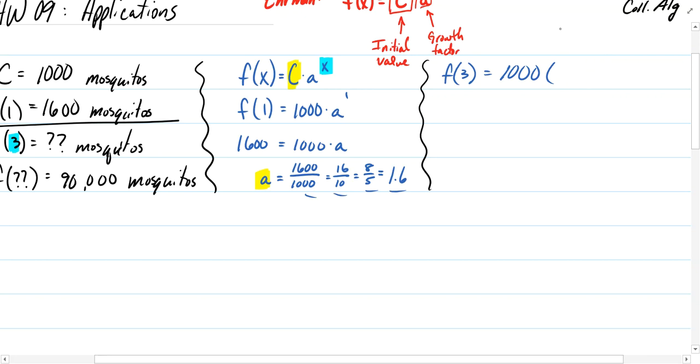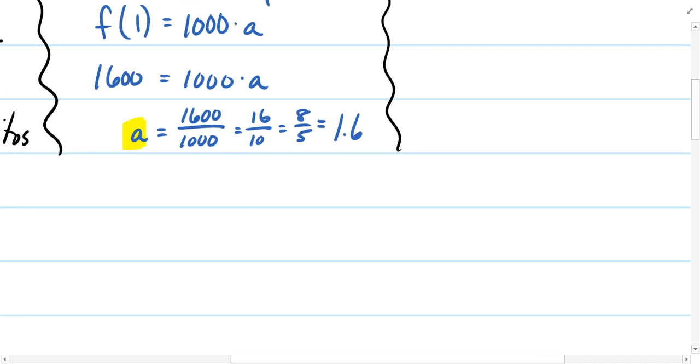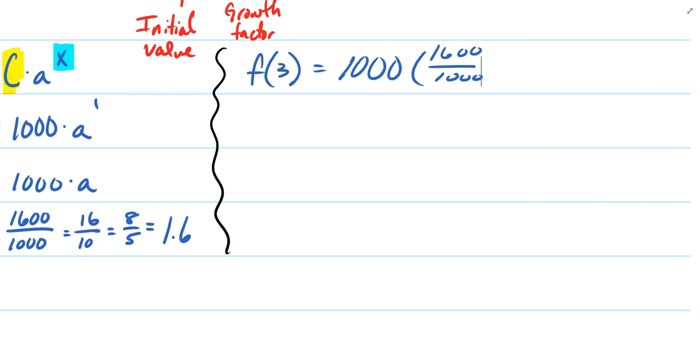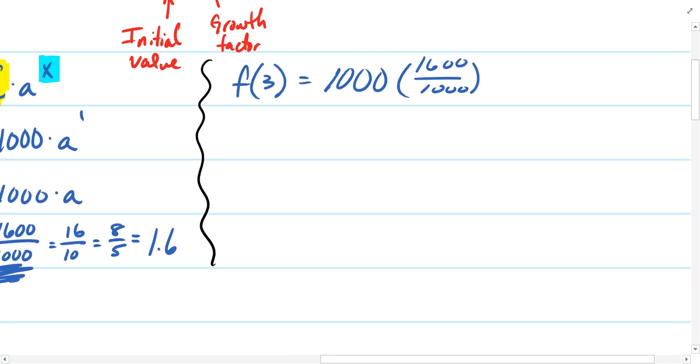Actually, let me back this up. Let me just use 1,600 over 1,000 here, because I don't want you to be tempted to use the decimal in all cases. Sometimes the decimal value is a non-terminating decimal, and if that's the case, I don't want you to round that decimal and use it in your calculations. So I think for the remaining examples that I show in this video, I'm just going to use this very first fraction and not even worry about reducing it. But we have our c value and our a value, and the power, x, in this case, is 3.